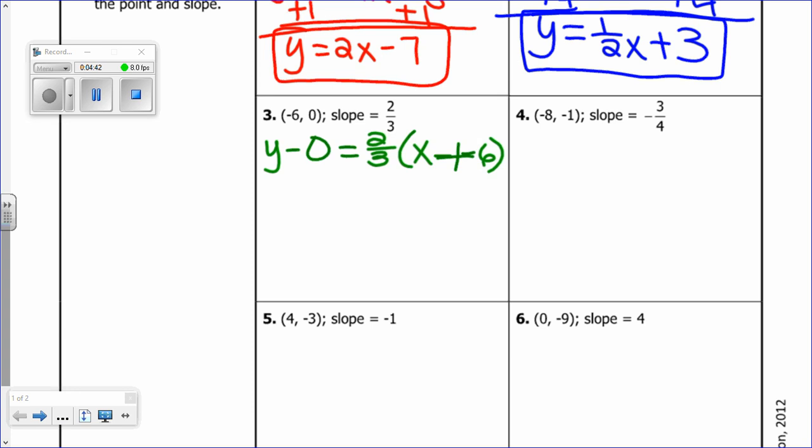Okay, so now we're just going to distribute and then solve for y. So y minus 0 in this case is just y. So I'm just going to drop that. And then we have 2/3 x plus, then we're going to do 2/3 times 6, which is 4. And because the 0 went away, we are done, and we have the equation y equals 2/3 x plus 4.